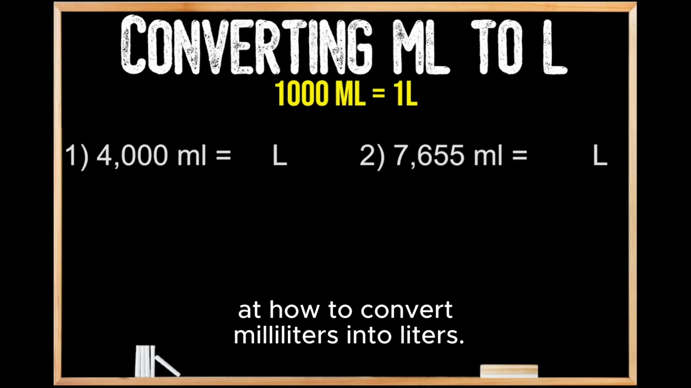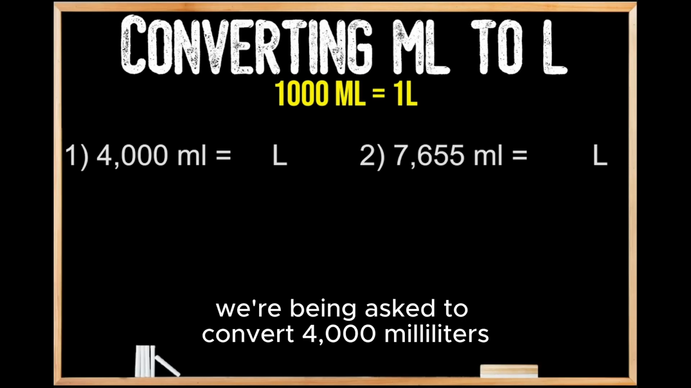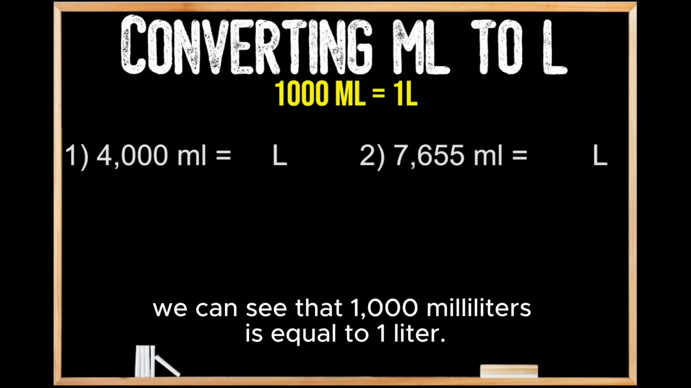Today we're going to be looking at how to convert milliliters into liters. For question number 1, we're being asked to convert 4,000 milliliters into liters. Looking up top for our conversion, we can see that 1,000 milliliters is equal to 1 liter.